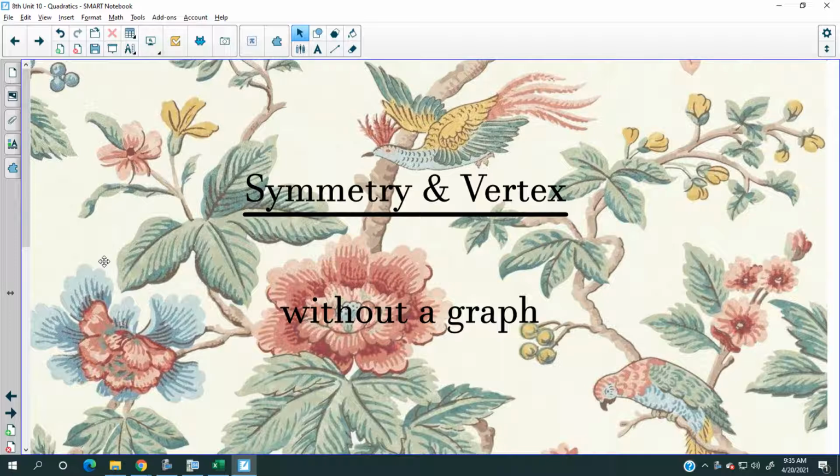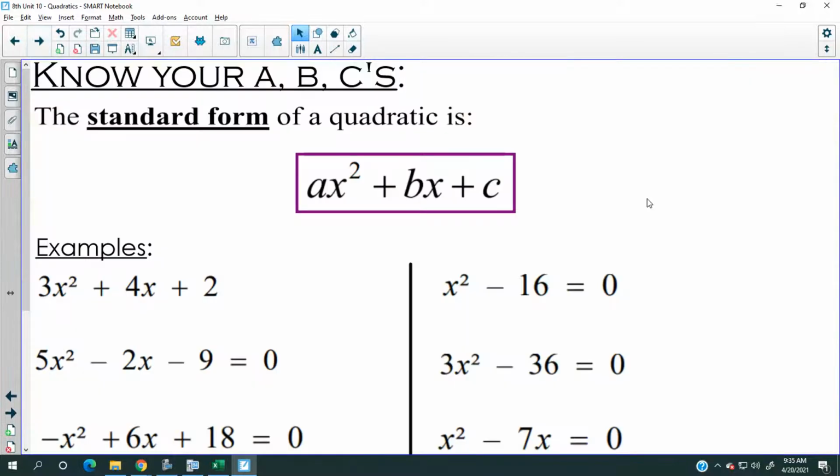So what we're gonna do this week is talk about how to find those same things without ever using a graphing calculator, without ever relying on a graph, okay? Because that's actually possible. Now, before we do that, like the question I asked you at the intro: do you know your ABCs?